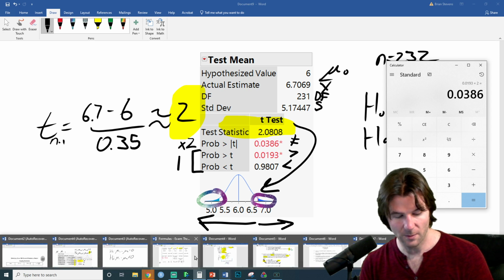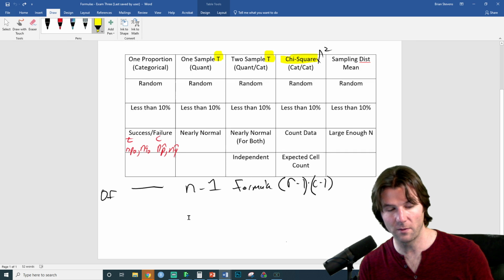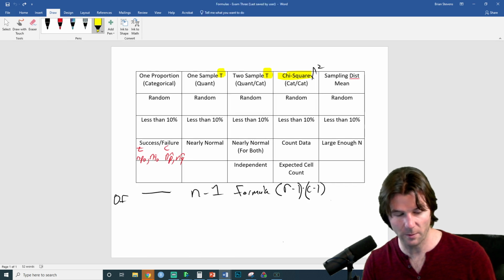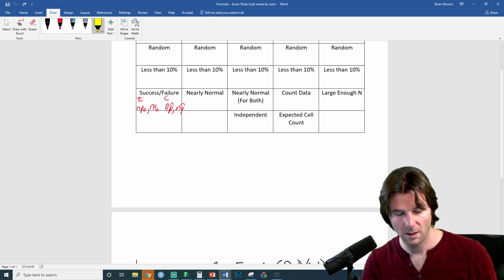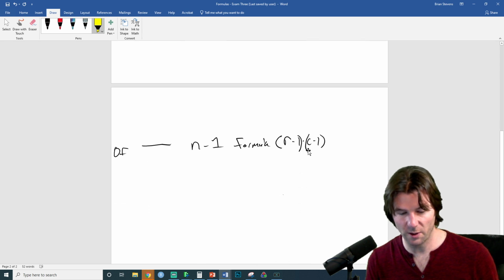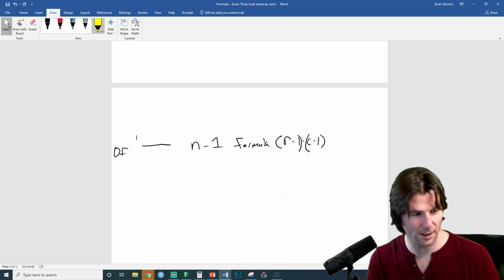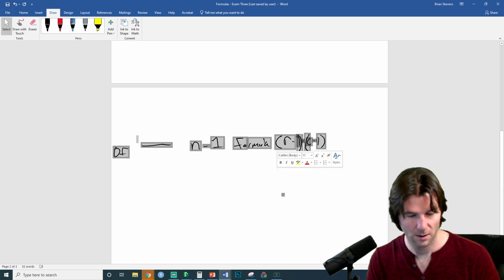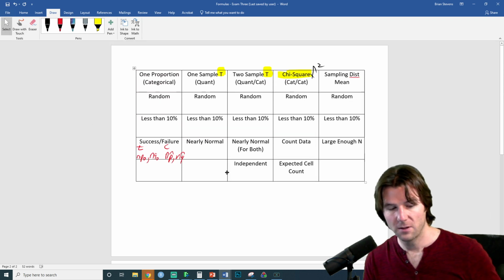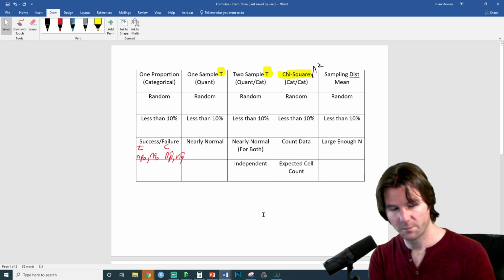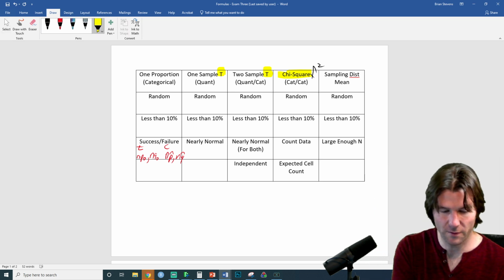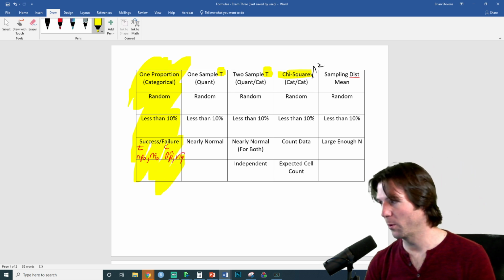Okay, so I'm going to go back to this sheet right here because I'm going to do something very important on this. I'm going to go to a new page, and let's go down and do all the nulls and alternatives on this page right here, and then we'll show off which ones we're doing. So I'm going to highlight this text and get rid of it. There we go. Okay, so the first one we're going to do right here is the null and alternative for one categorical proportion.